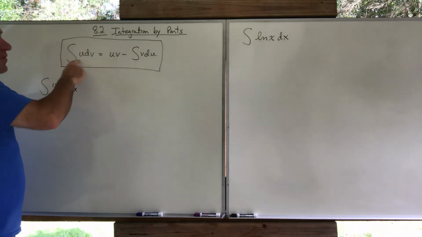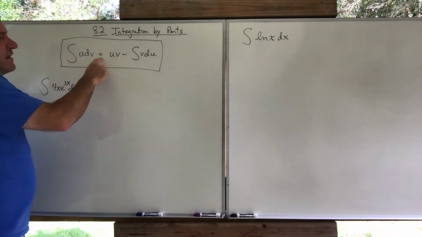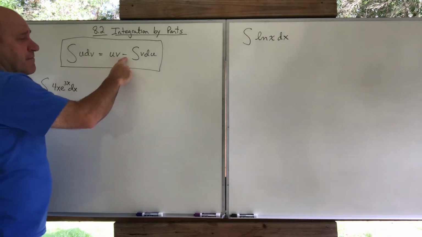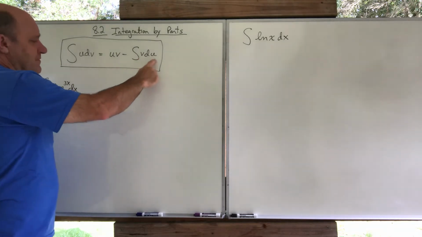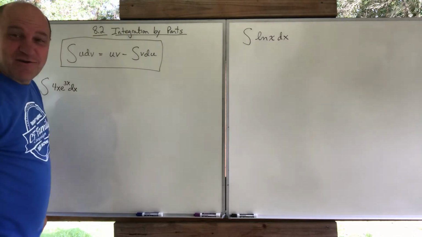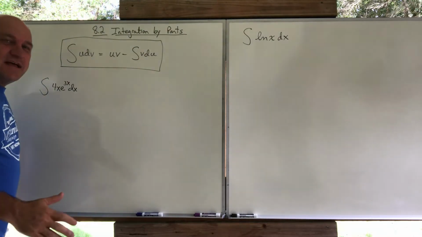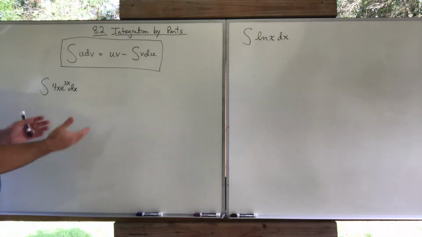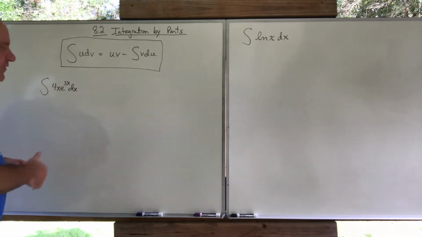If you have an integral of u dv, it equals uv minus the integral of v du. So that's a kind of strange looking rule. It might require a little explanation. Let's try to apply it to this problem. So this is a problem.